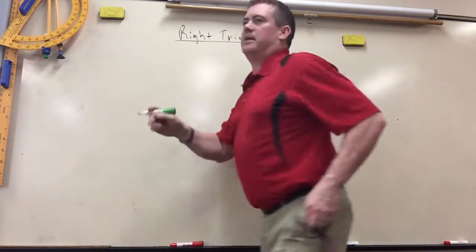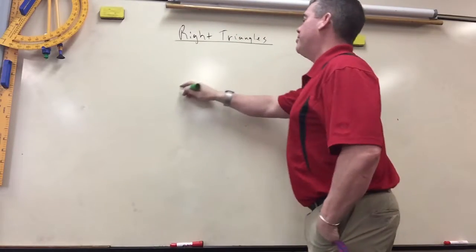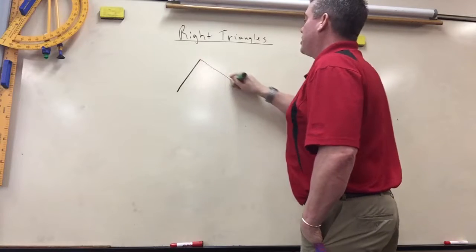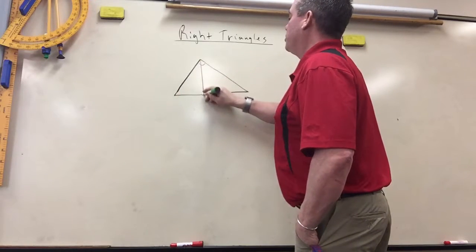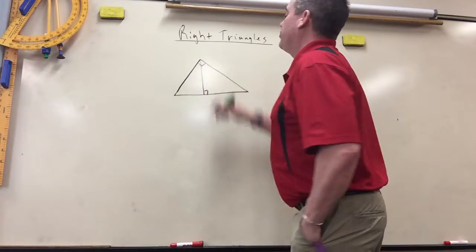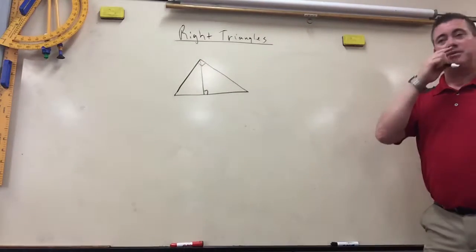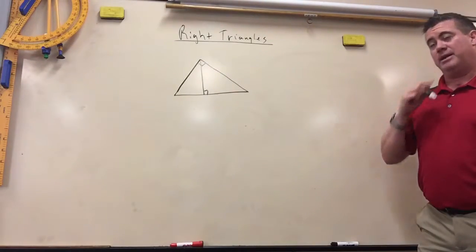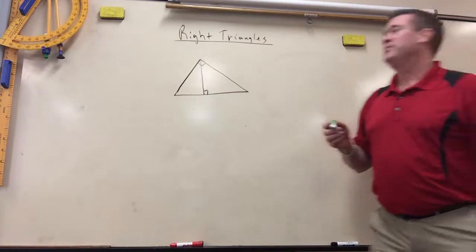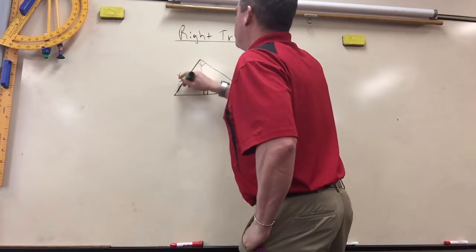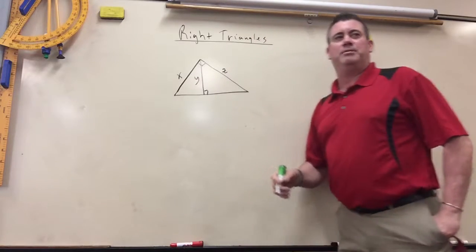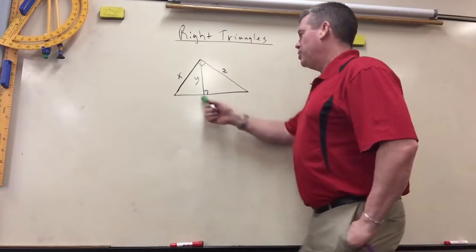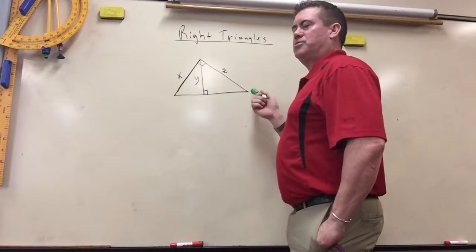So we just got done doing if you have a big right triangle with an altitude, you can find a missing value by writing proportions. If you remember, this is a geometric mean, this is a geometric mean, and this is a geometric mean. So if you know these two lengths, you can find these three.